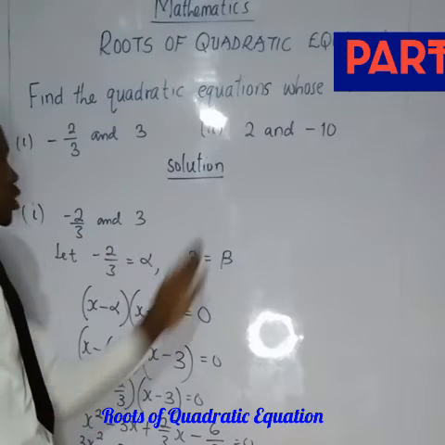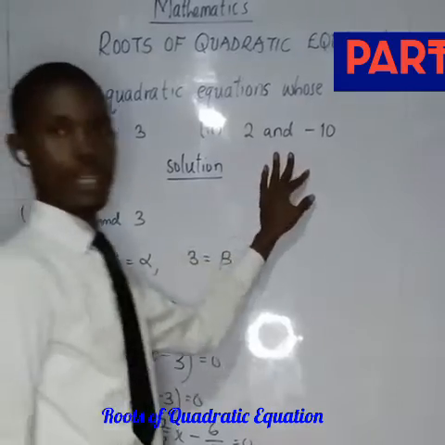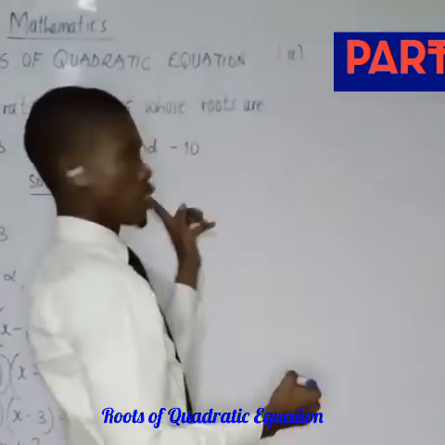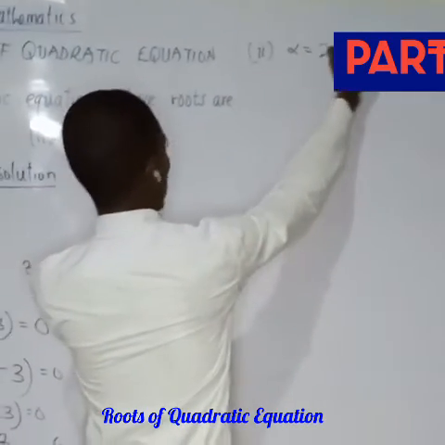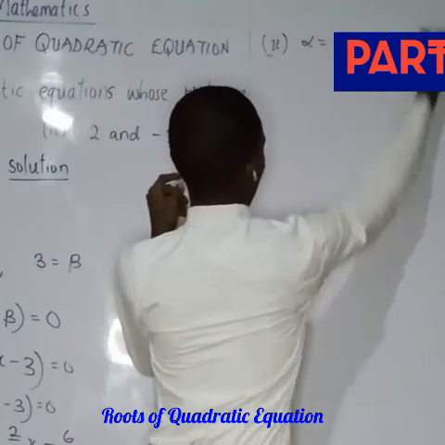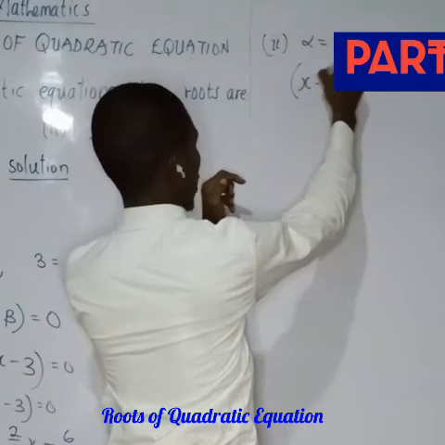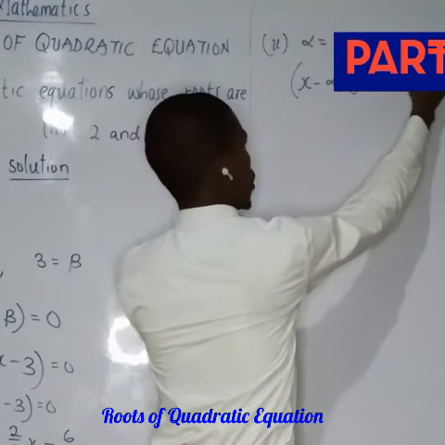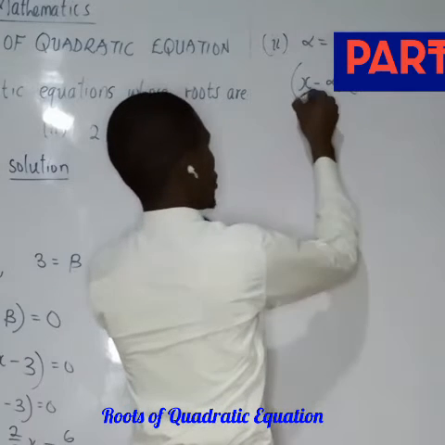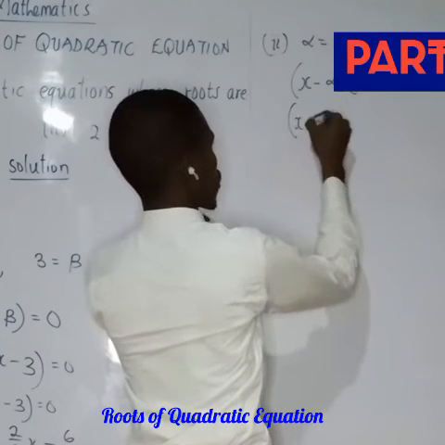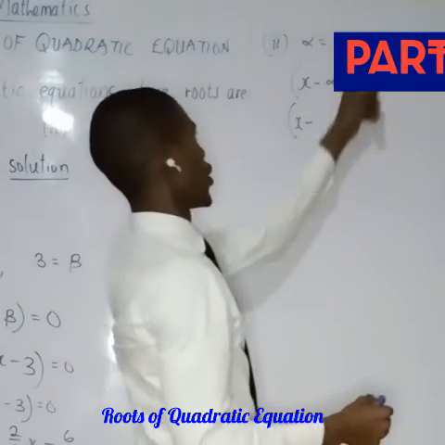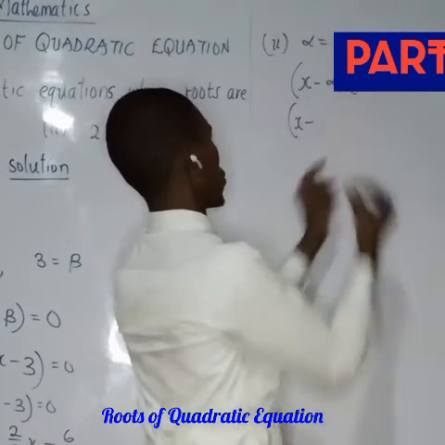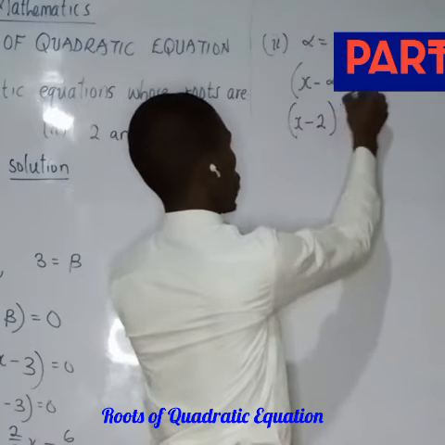Now I'm going to solve the second part of the question, which is 2 and minus 10. Let me quickly solve that here. Using the same procedure, let's say our alpha here is 2 and our beta here is minus 10. Open two brackets, x minus alpha and x minus beta equal to 0. Alright? Going this way, I say x minus the alpha here is 2, because minus times a positive 2 is still minus 2. So I'm going to have my minus 2 here.